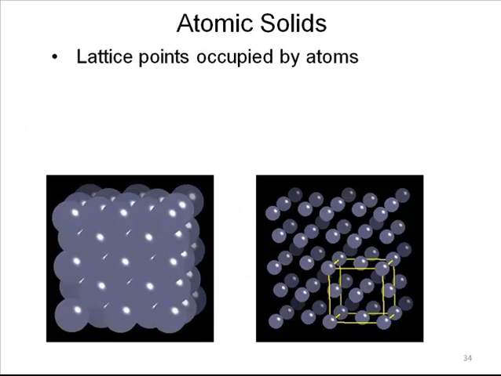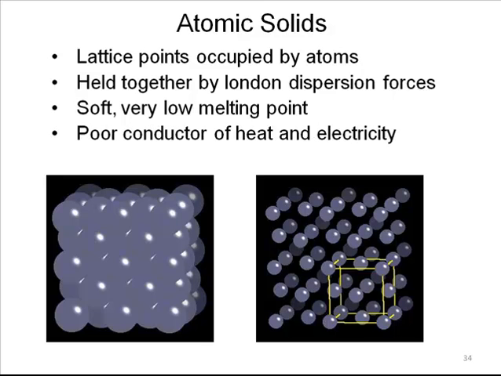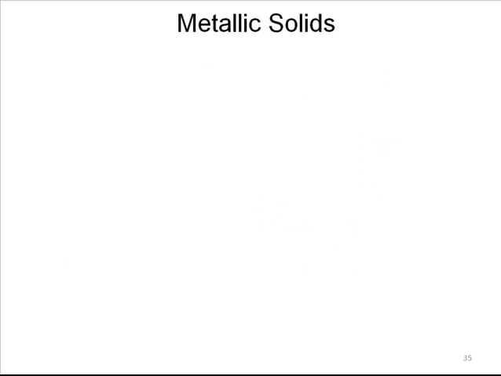Here are atomic solids. This is when atoms occupy the lattice points. They're held together by London dispersion forces. They are soft and they have a very, very low melting point. They're very poor conductors of heat and electricity. Noble gases tend to be atomic solids. Again, you have to reach a very low temperature in order for them to become solid.